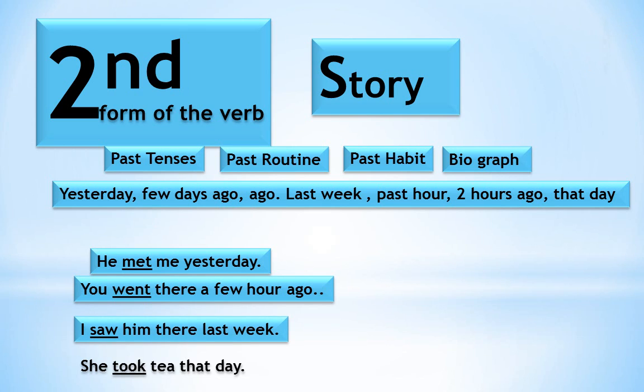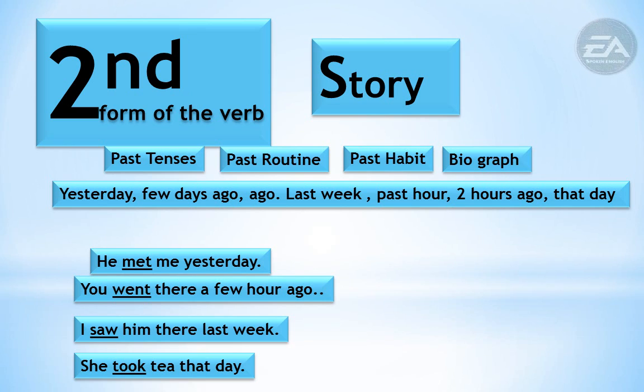And last week: I saw him there last week. She took it that day. That day means the day that has already gone. So we're talking about the past tense: took, saw, went, met, the second form of the verb. Never use the first form after yesterday, before yesterday, or anywhere in a yesterday sentence. It only depends on the situation. If there is "did", then you can use the first form. But if there is yesterday with subject, verb, object, never use the first, third or fourth form. Only use the second form here.